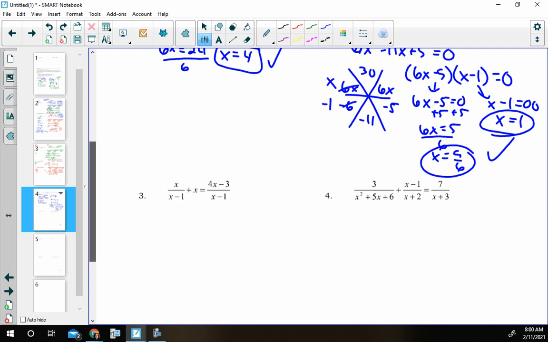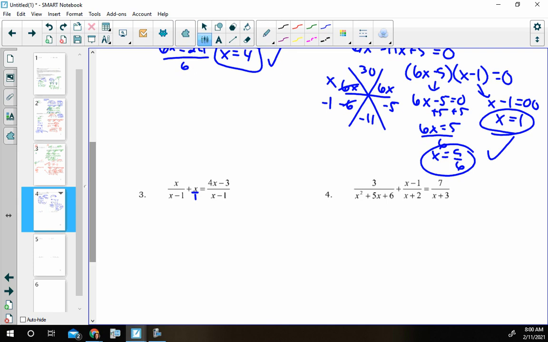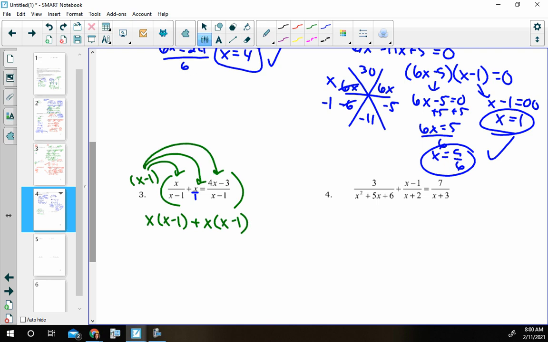Okay, my next one here, if I need to, I can put it over 1. So I'm going to multiply all of my sets by what the LCD is. So what I need them all to have at the bottom is x minus 1. So I'm going to send it in. So x times x minus 1. Send it in. x times x minus 1. Send it in. 4x minus 3 times x minus 1. Put in the bottoms.